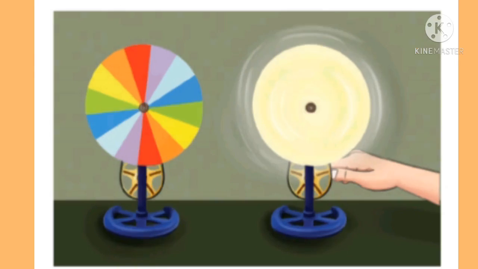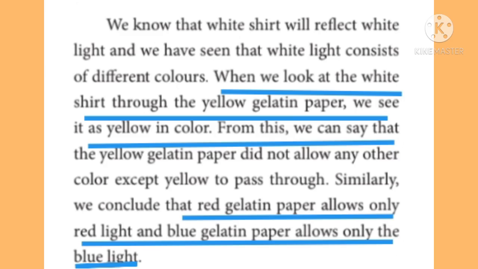In this experiment we are able to observe that white color appears from the different colors. We know that a white shirt will reflect white light and we have seen that white light consists of different colors. When we look at the white shirt through the yellow gelatin paper, we see it is yellow in color. From this we can say that the yellow gelatin paper did not allow any other color except yellow to pass through. Similarly, we conclude that red gelatin paper allows only red light and blue gelatin paper allows only blue light.